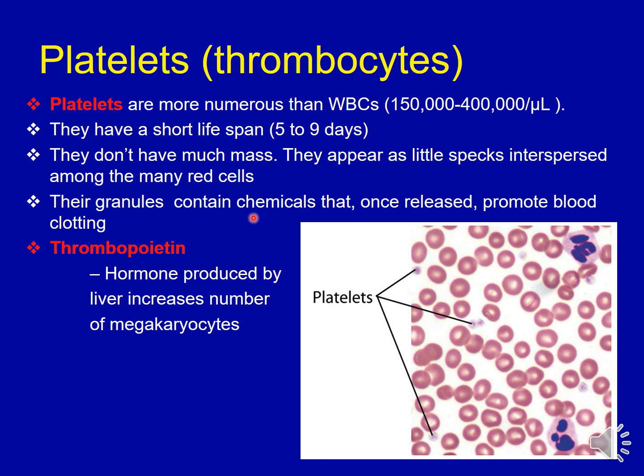Their granules contain chemicals that, once released, promote blood clotting. As we mentioned, platelets contain different granules, and when these granules release the chemicals inside, they activate the process of blood clotting. We have a hormone called thrombopoietin. This hormone is produced by the liver, and it stimulates the production of megakaryocytes in the bone marrow.